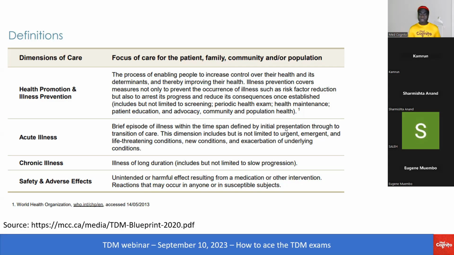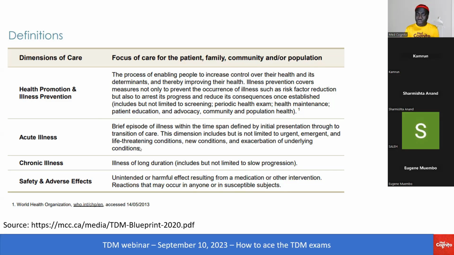So, for example, you have a patient who has kidney disease. What medications are you going to give? What non-pharmacologic options are you going to give? That is it. So if you take health promotion alone, any topic you take, ask yourself, is there a health promotion aspect to this? Number one. Number two, acute illness.